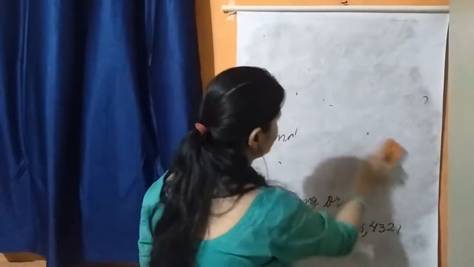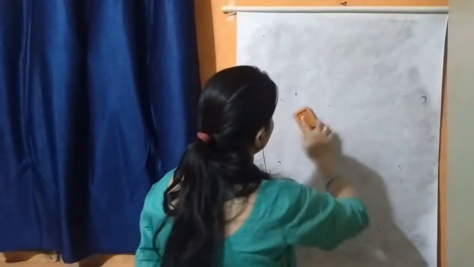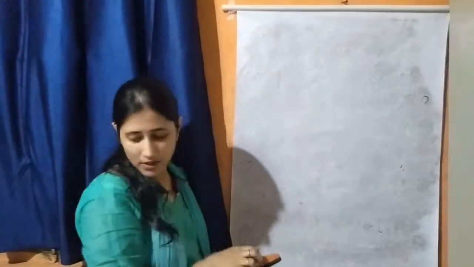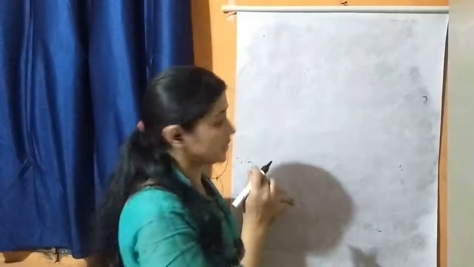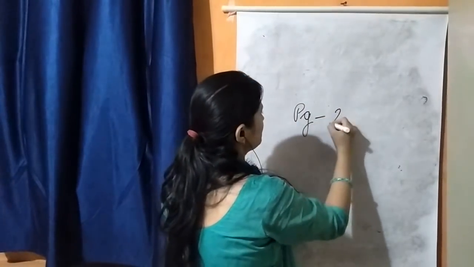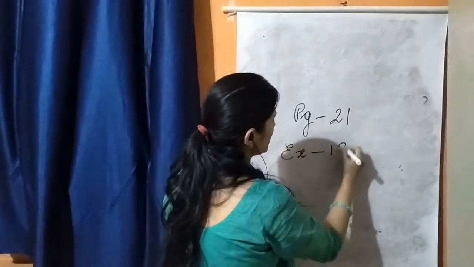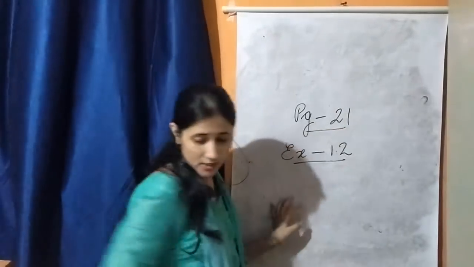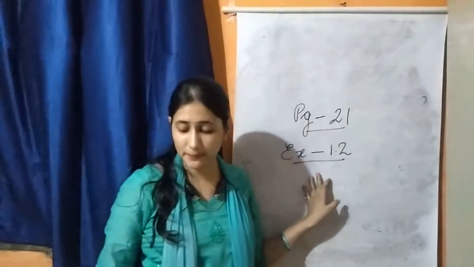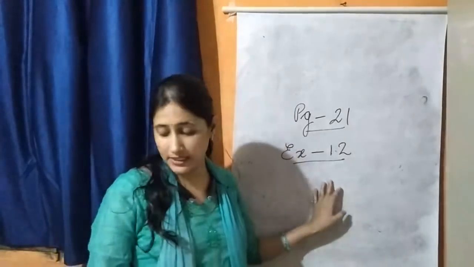Students, this is all for today, and today your homework is page number 21, exercise 1.2. On this page, what you have to do is write the place value and the face value of the circled digit in each number.